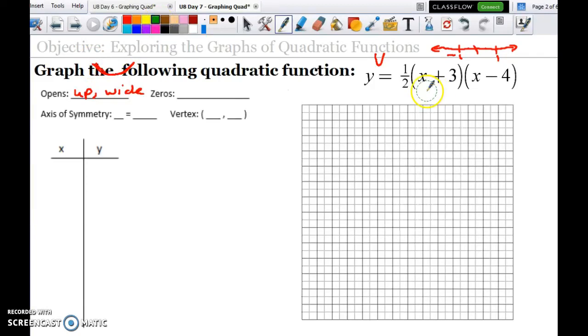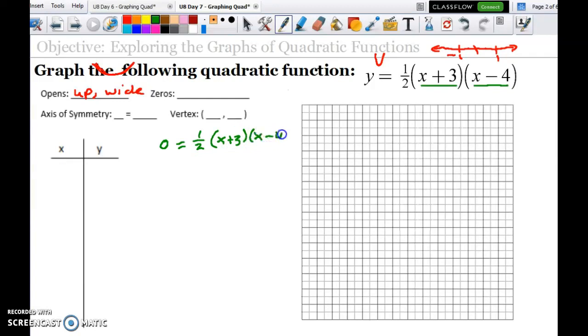The next thing you have to tell is where the intercepts are. Where the x-intercepts are, the zeros, the solutions, they're all the same thing. Now, in order to find x-intercepts, I must set the other variable equal to 0. So I'm going to set y equal to 0, and I want to solve for x. I'm going to have 1/2 times (x plus 3) and (x minus 4).